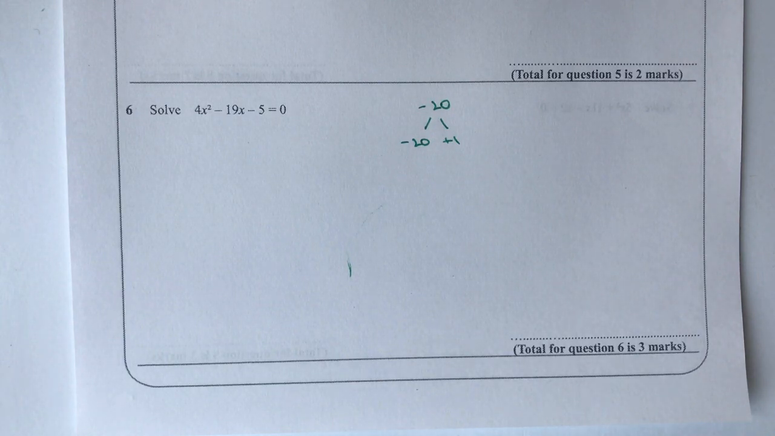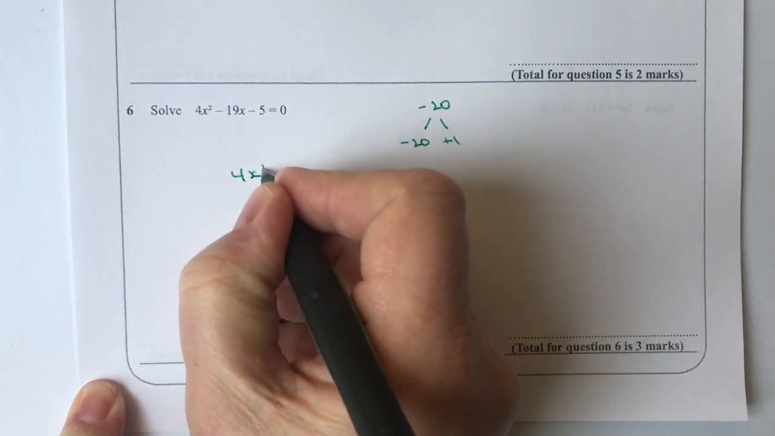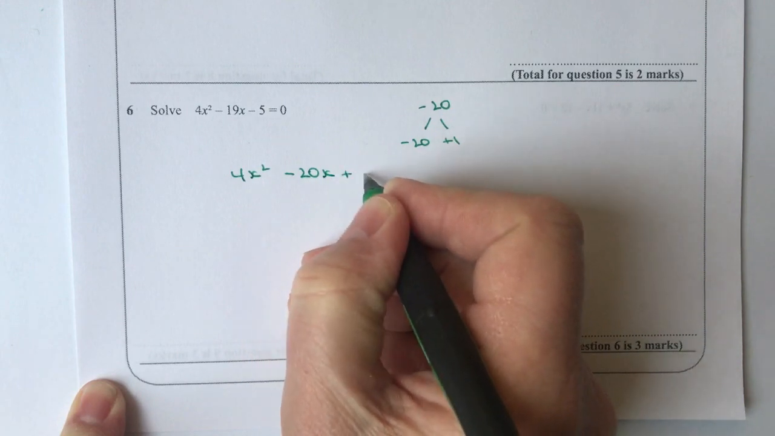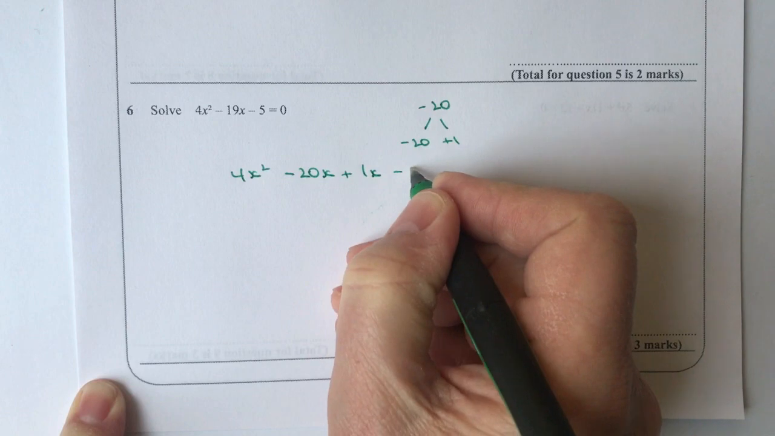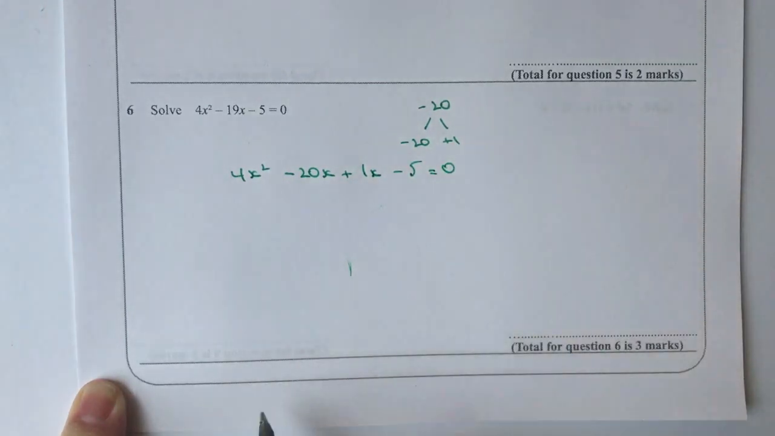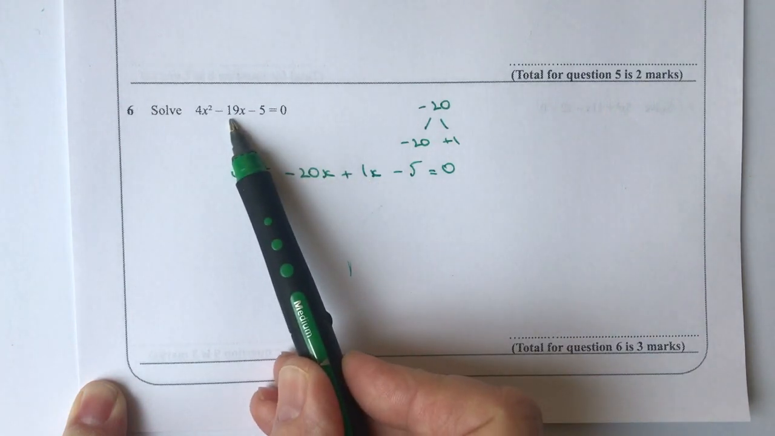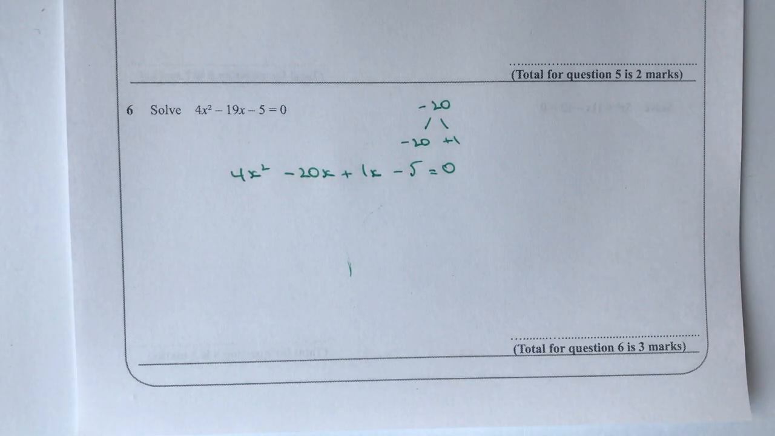Okay, so then it's a case of rewriting. What I'm going to do is write 4x squared and minus 20x plus, I'm just going to put 1x just because it's easier, and then minus 5 equals 0. So this minus 20x plus 1x is exactly the same as that minus 19. Just be very careful to make sure you write these the correct way round, and you'll soon get the hang of it if you practise a little bit.